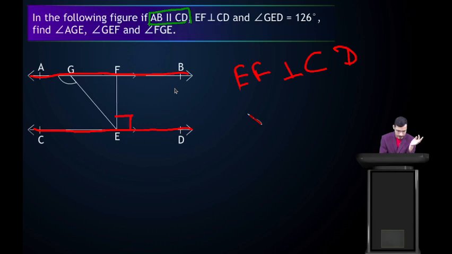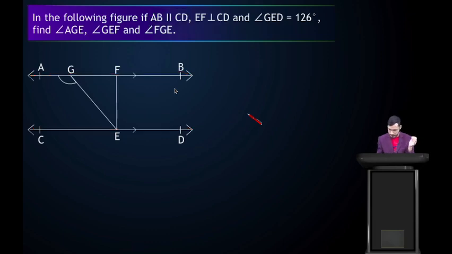Perpendicular means the angle between EF and CD is 90 degree. So here the angles are 90 degree. EF perpendicular to CD, that means now here you can see 126 degrees. Can you tell me the measurement of angle AGE?